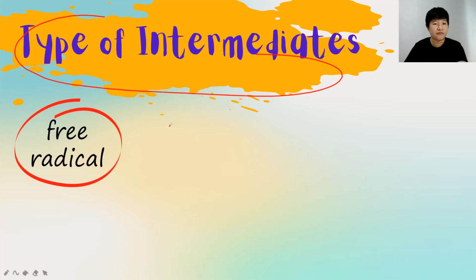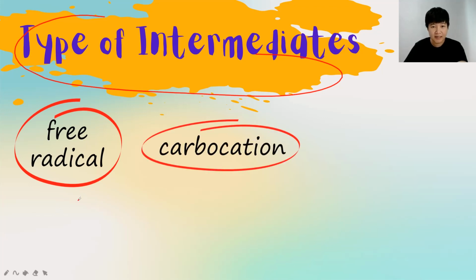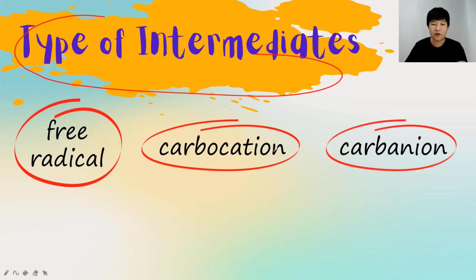The first one, free radical. The second, carbocation. The third, carbanion. A free radical is an unpaired single electron. Okay, we have an unpaired single electron where you have, like this, carbon with 1 single electron, chlorine with 1 single electron, hydrogen with 1 single electron. That is your free radical.